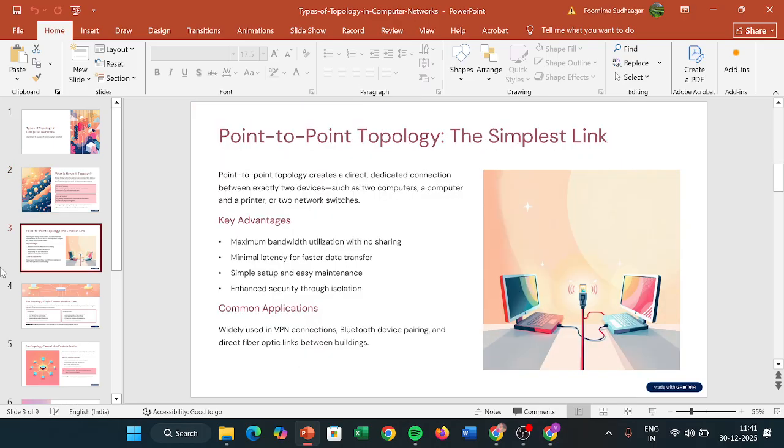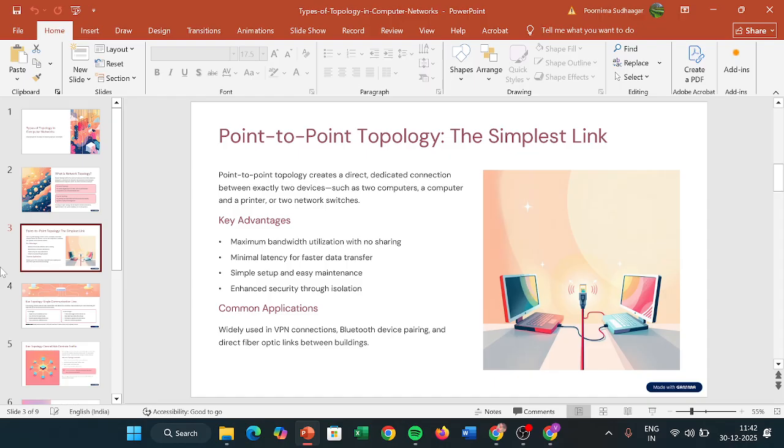So there are several types of topology. The first one is point-to-point topology. Point-to-point topology is a type of topology that works on the functionality of a sender and a receiver. It has only two devices, one is the sender and the second one is the receiver. It is the simplest communication between two devices.